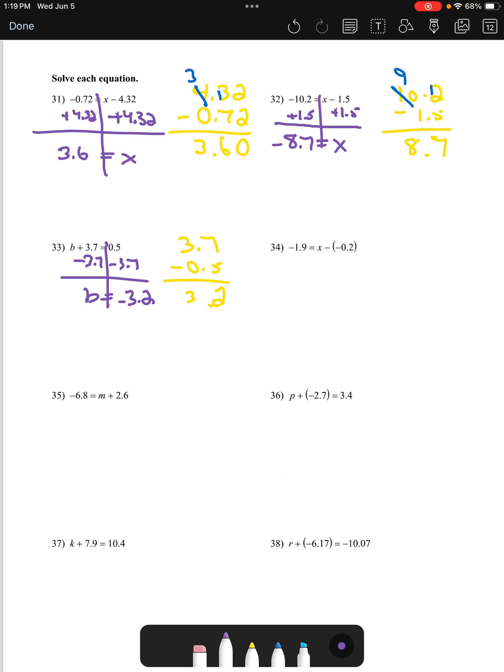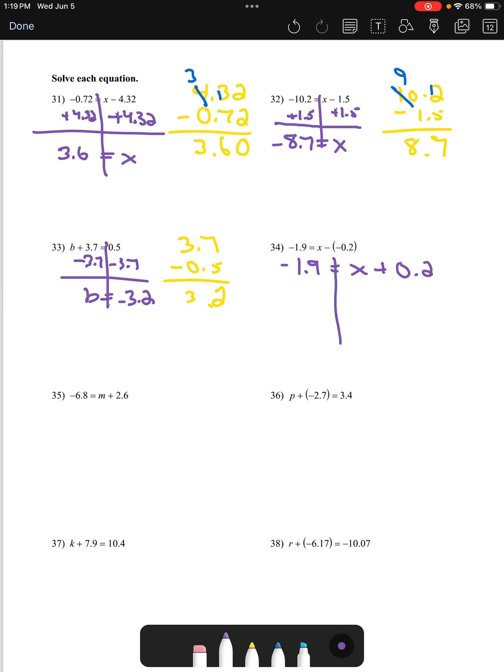Number 34. Negative 1.9 is equal to x minus negative 0.2. Did you catch it? Always and forevermore, when you see minus negative, you must rewrite it as just plus. If you do not, I promise you, you are going to get things wrong that you don't want to get wrong.